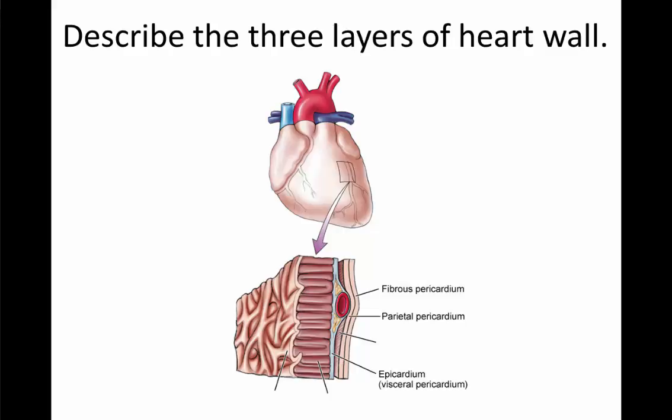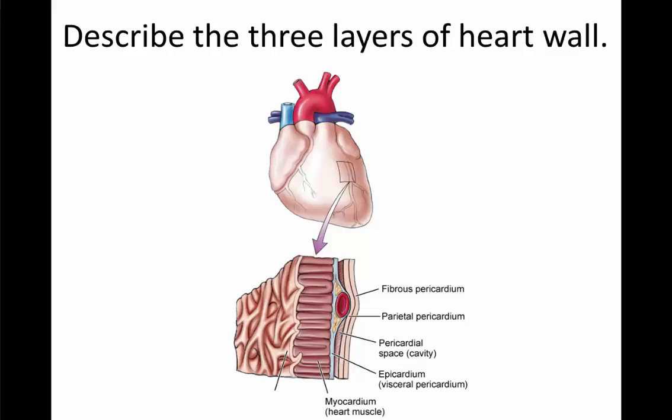The outer layer of the heart, the epicardium, is also the same as the visceral pericardium. Visceral is referring to organ, and so the organ layer of the pericardium is also the epicardium. Between the visceral pericardium and the parietal pericardium, there is the pericardial space, which is a cavity that will be filled with fluid, and we'll talk a little bit more about that in a moment. The myocardium is the muscle layer. Myo means muscle, and cardium referring to heart.